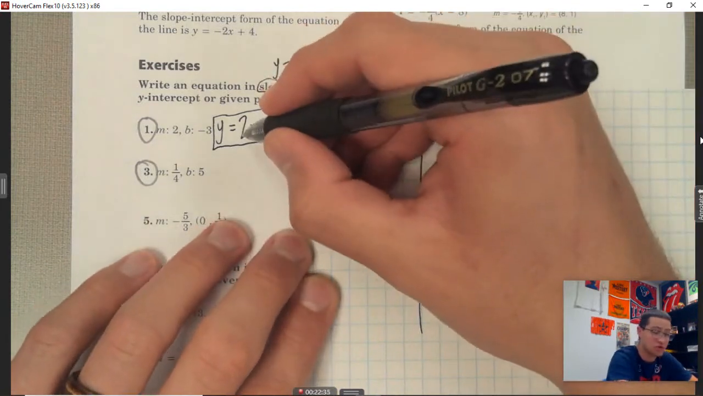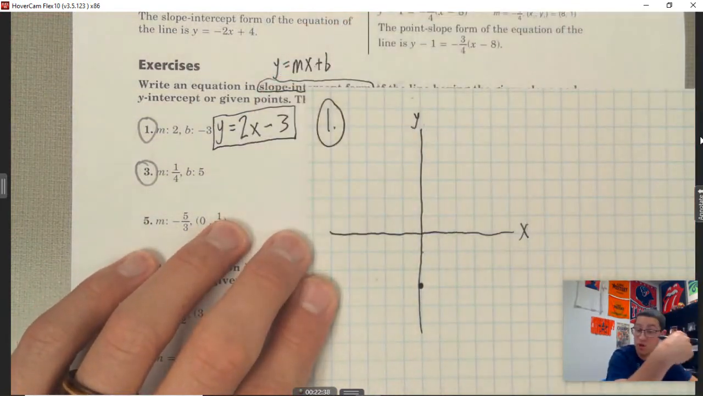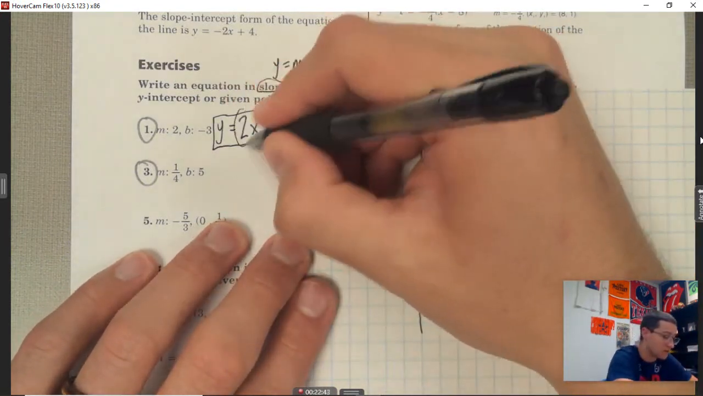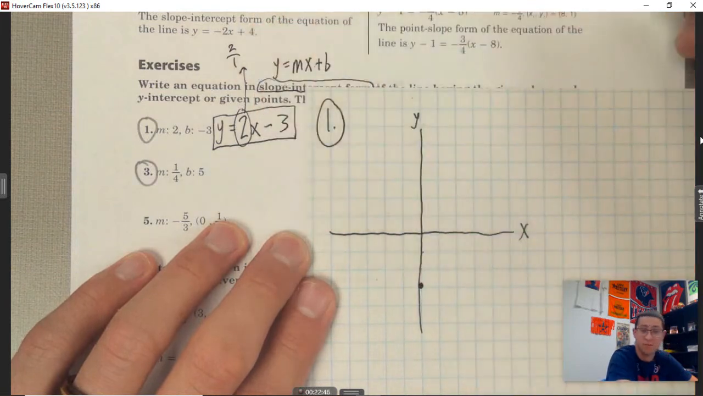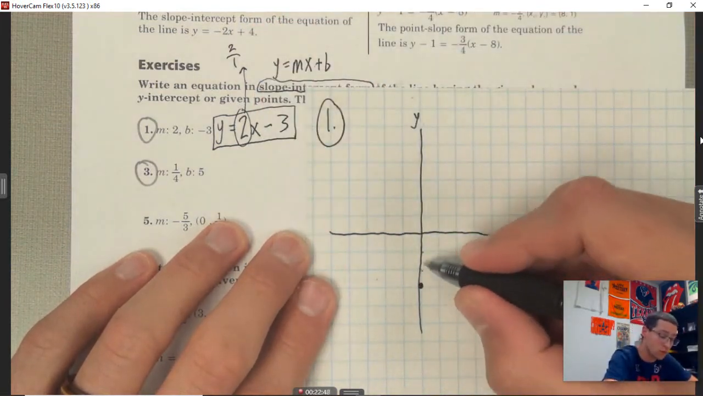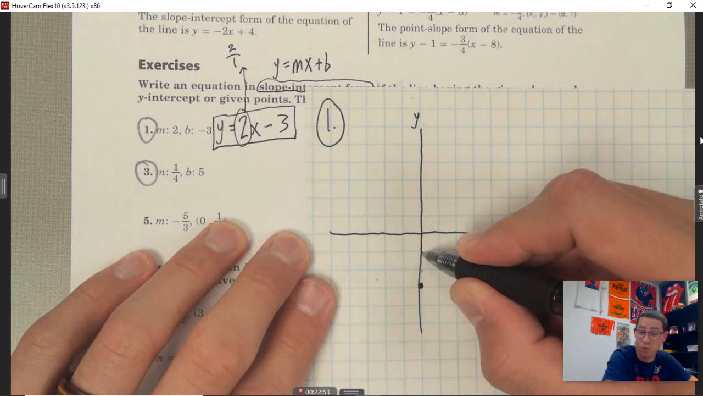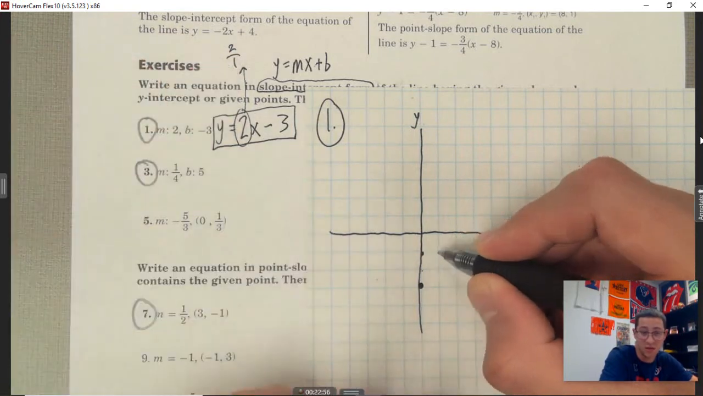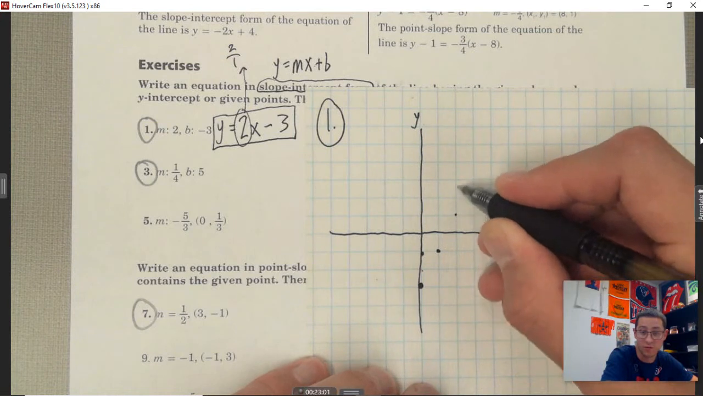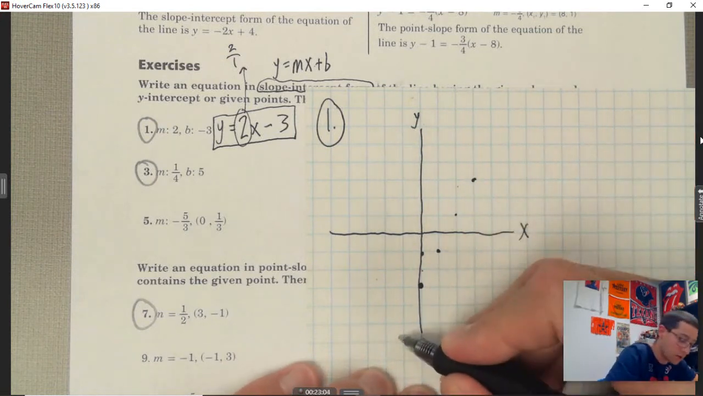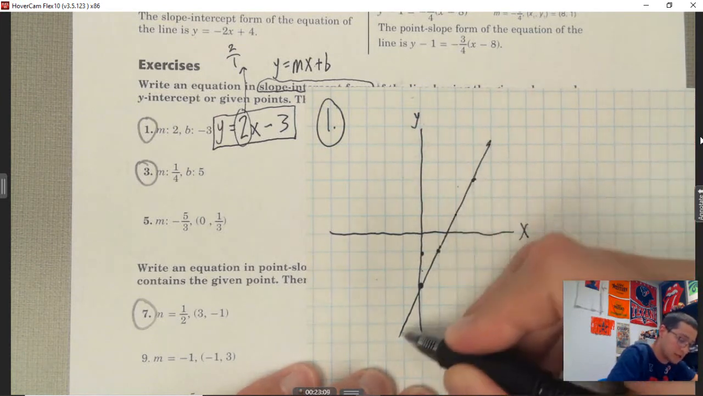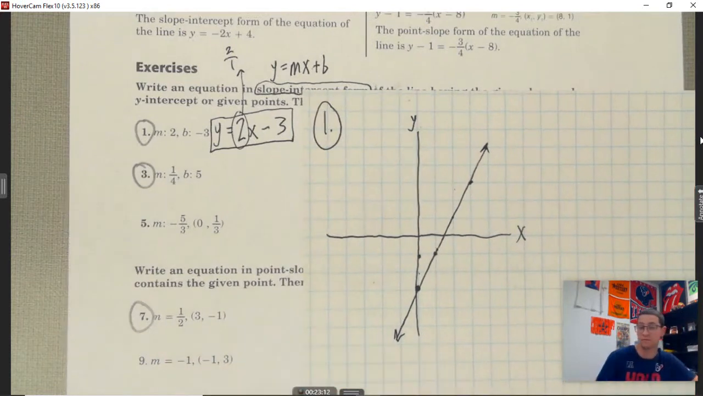Remember, this slope is 2, but your slope is always rise over run. So what is going to be our run? Well, I can rewrite this as 2 over 1. So up 2, 1, 2. And which way for your run? Well, they're both positive, so over 1. And I just apply that the whole time. Up 2, over 1. Up 2, over 1. And that's your line. It doesn't have to be perfect, but make it as straight as possible. That's your line for number 1.